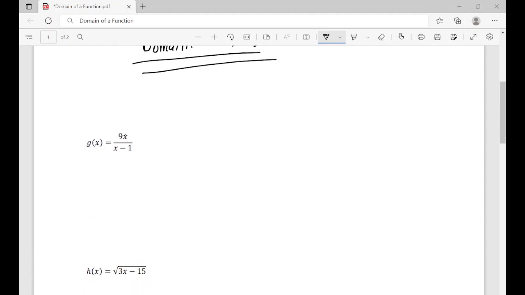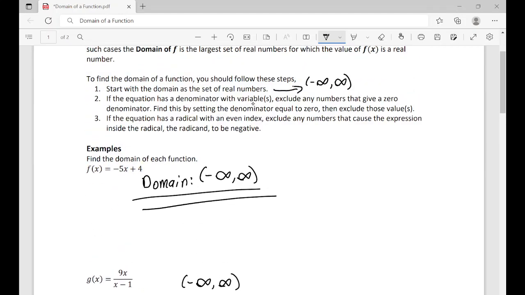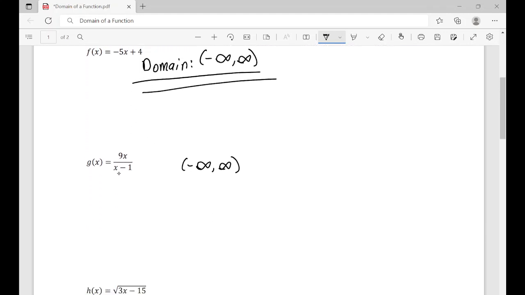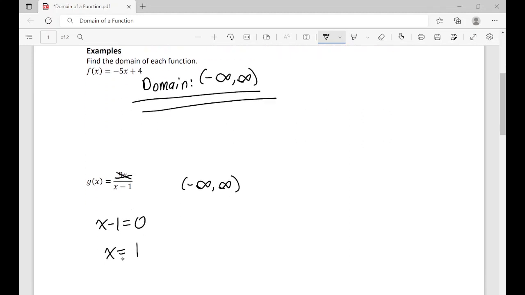Next, g of x equals 9x over x plus 1. Again, we're going to start off with our domain as being negative infinity to positive infinity, and we're going to go from there. Now again, if the equation has a denominator with variables in it, this has a denominator with variables in it. So what we're going to do is take the denominator. We don't care about the numerator. We just cross that out for now. And we're going to set it equal to 0. Now we're going to solve by adding 1 over. x is going to give us positive 1. And like it says up here, exclude any numbers that give 0. And what gives 0 is 1, so we're going to get rid of 1.